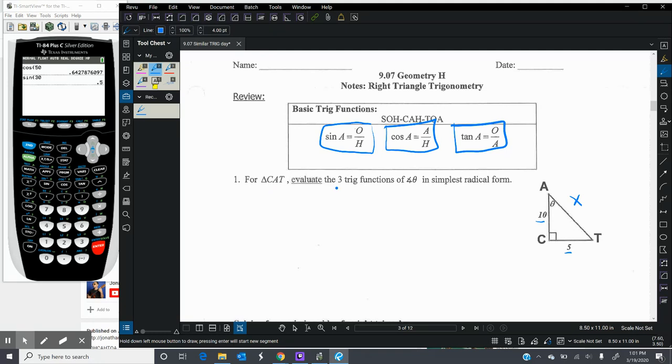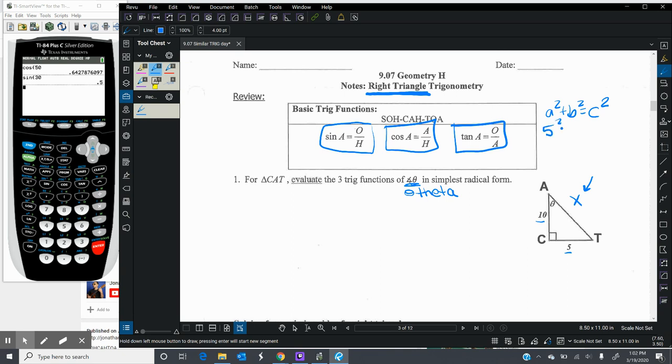So for triangle CAT, we're going to evaluate the three trig functions of angle theta. So that symbol there, this kind of curlicue, is called theta. It's a Greek symbol. It's just a fancy way to say x. But before we can evaluate that, we do need to find the third side here. So we're going to use our Pythagorean theorem, a squared plus b squared equals c squared, to find our hypotenuse c. So since this is a right triangle, and we're in right triangle trigonometry, we can only use these trig functions when we have that right angle.